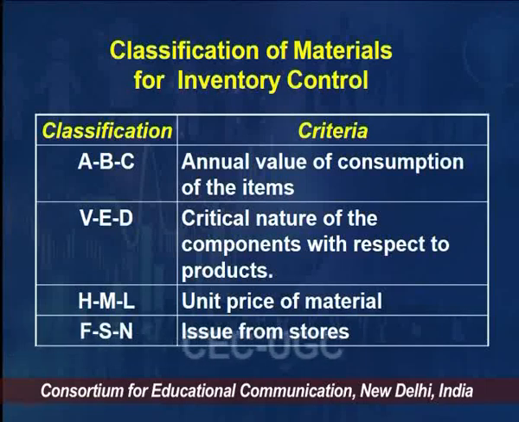Now there are various classifications. Number one classification is ABC classification, where the criteria is annual value of consumption of the item. Then there is VED, vital, essential, desirable, so critical nature of the components with respect to products. HML, high price, medium price, low price, that is unit price of the material. FSN, issue from the store: fast moving items, slow moving items or non moving items.